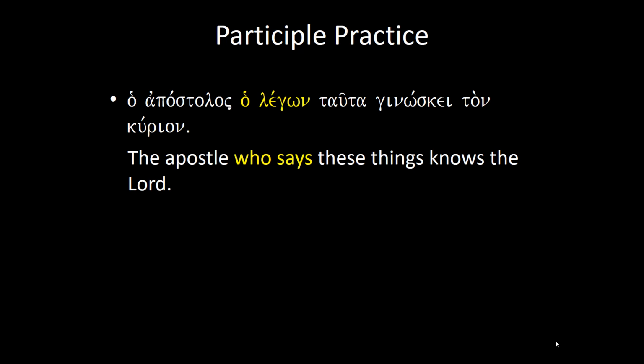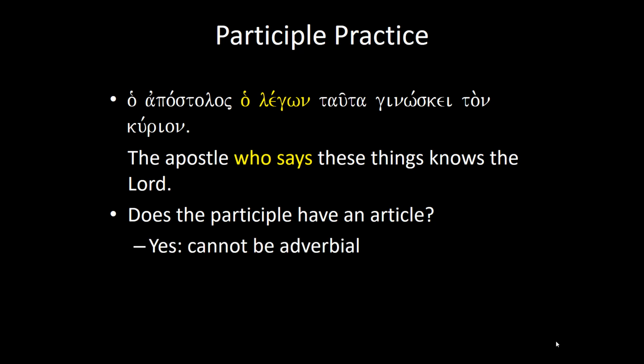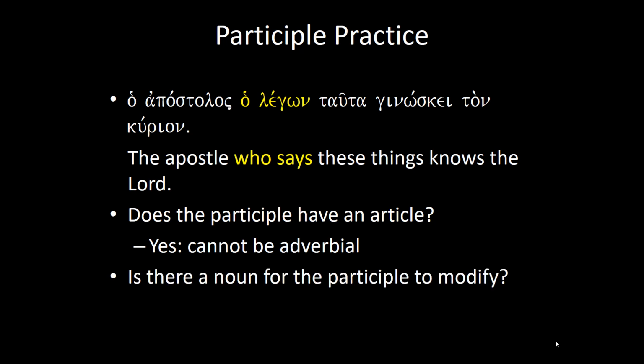So let's see if we can identify how some of these participles are functioning. Ha apostolos, ha legon tauta, genoske ton kurion. This is translated as the apostle who says these things knows the Lord. Does the participle have an article? Yes. So we can say it's not adverbial. So it's either attributive or substantival. Is there a noun for the participle to modify? Yes, it's modifying apostolos, so we can say it's attributive.